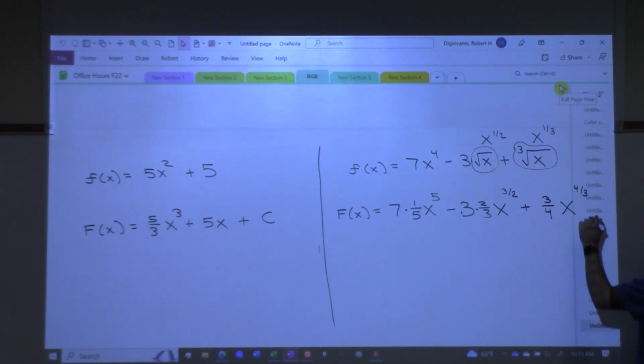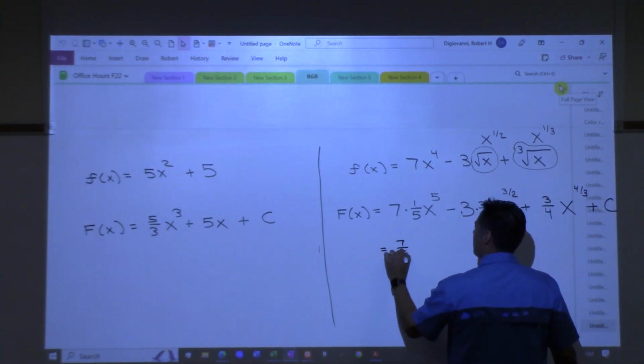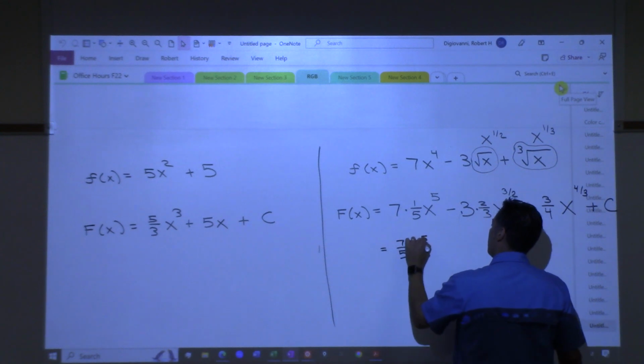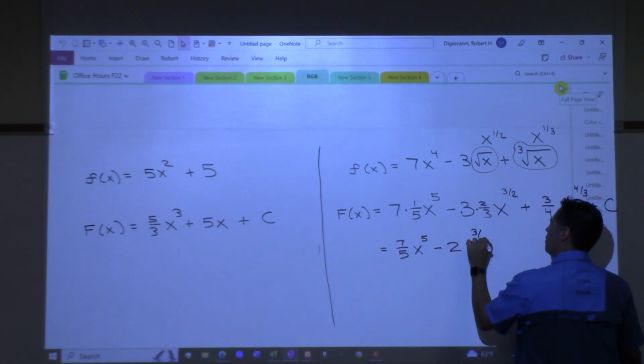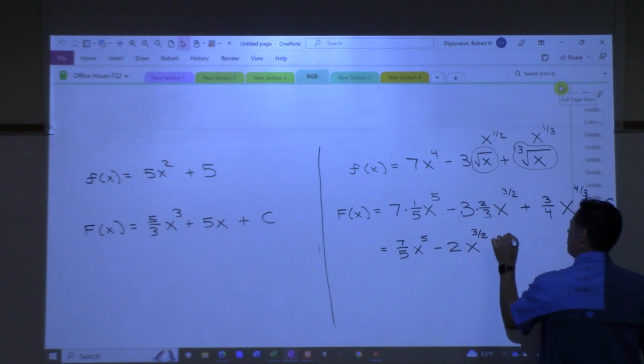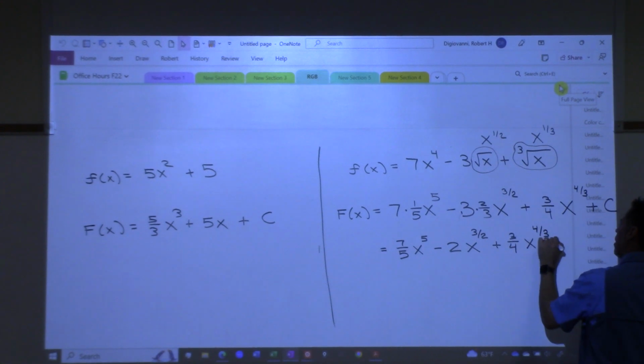Done? Plus C, good, plus C. Now I'm going to clean this up also. This is going to be 7/5 x to the 5th minus 2 x to the 3/2 plus 3/4 x to the 4/3 plus C.